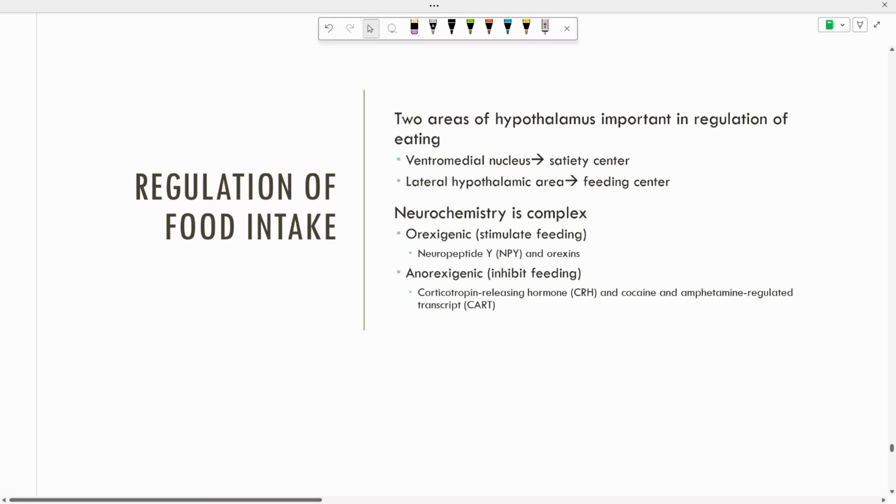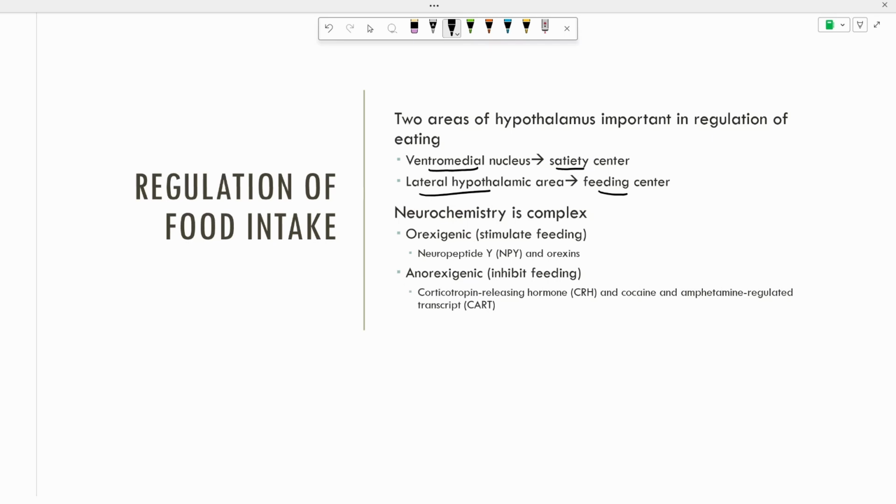Okay, food intake. How do we know when we're hungry or we're not hungry? So there's 2 areas of hypothalamus that are responsible for eating. Your ventromedial nucleus is our satiety center. What is satiety? Full. We feel full. And we have our lateral hypothalamic area, and that's our feeding center. That tells us that we're hungry. We need to eat some food.